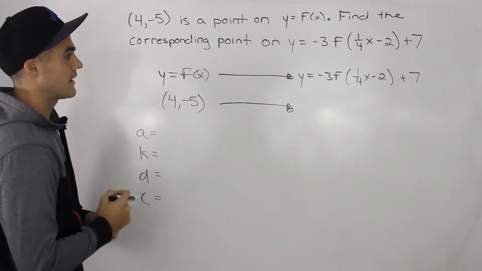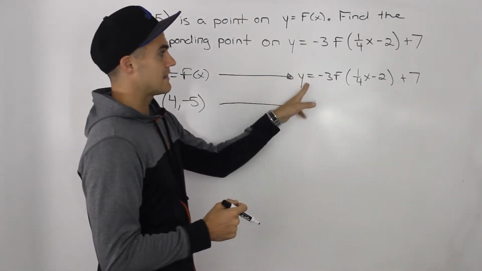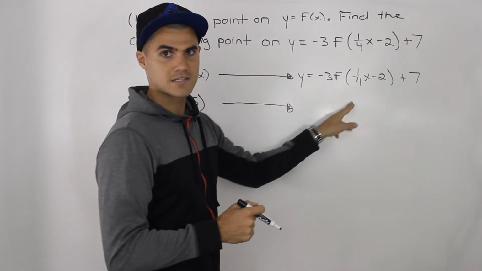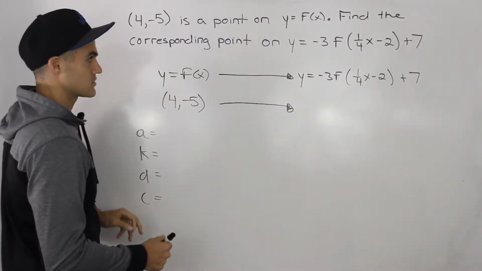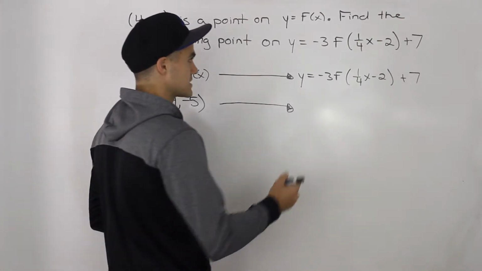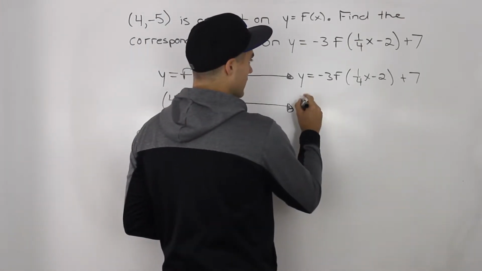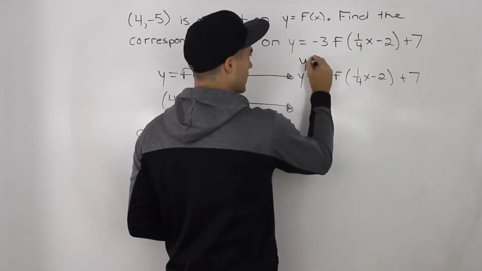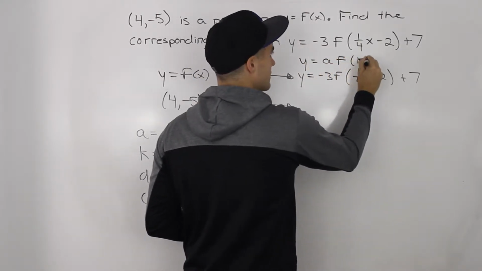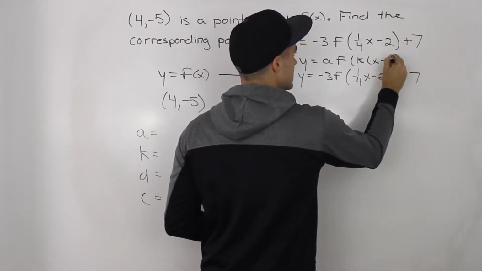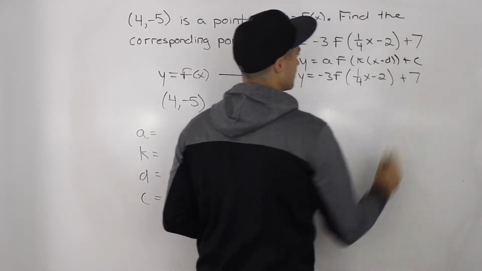However, before we do that, notice that this function has to be in a certain format in order for us to get these transformation values. And the format it has to be in, the general format, is y, I'll write it up here. Y is equal to a f of k x minus d plus c.